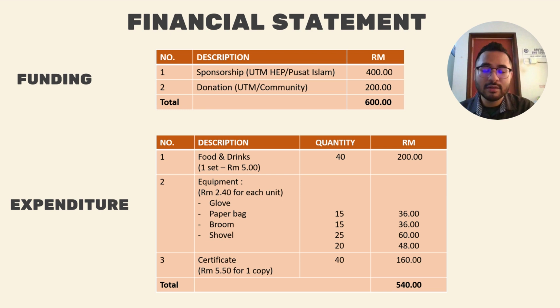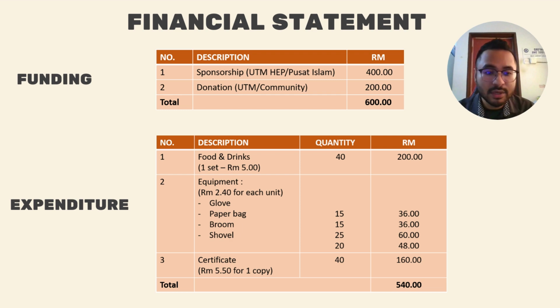For the food and drinks, we targeted around 40 sets, which is the community involved in this program, around 200 ringgit. For the equipment, every equipment is around 2 ringgit 40 cents each unit for glove, paper bag, broom, and also shovel. Lastly is the certificate, which is around 160 ringgit for 40 people.